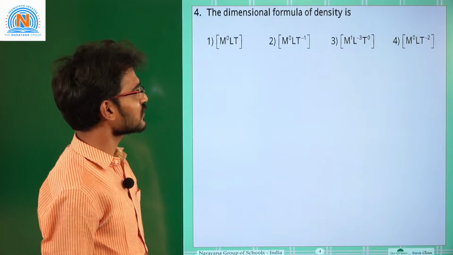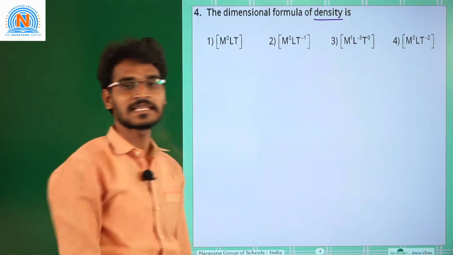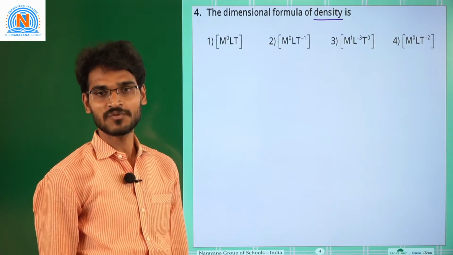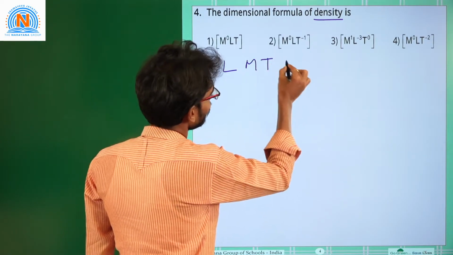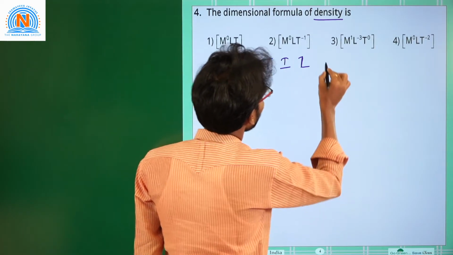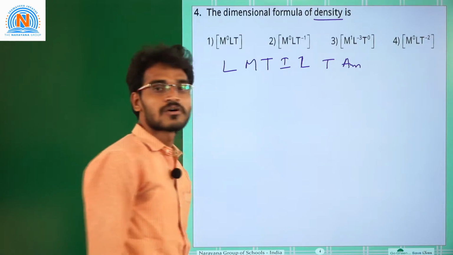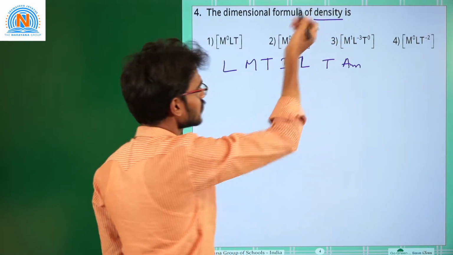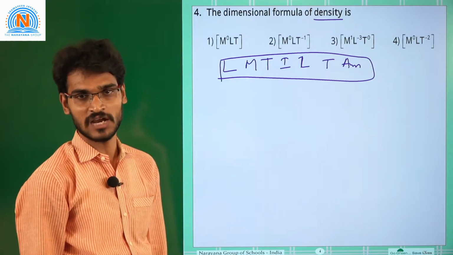The dimensional formula of density is. First of all, we want to identify whether density is a fundamental or derived quantity. We already know very well which are called fundamental quantities: length, mass, time, electric current, luminous intensity, temperature and amount of substance. These are called fundamental physical quantities. What about density? Clearly it is not among the 7 quantities, so it is called a derived quantity.